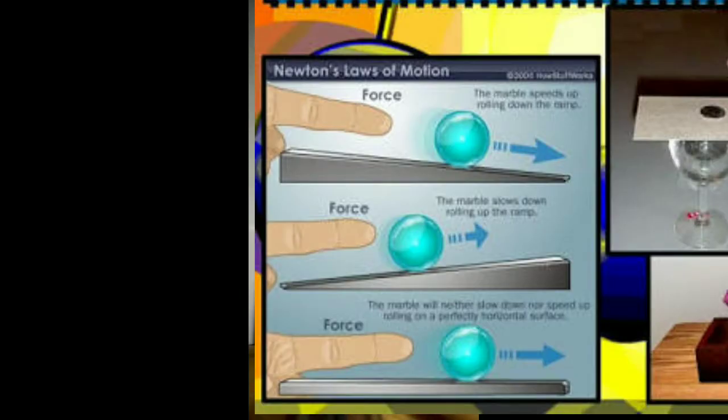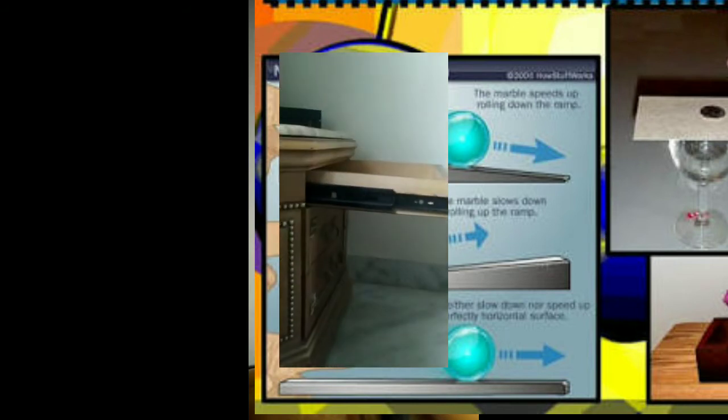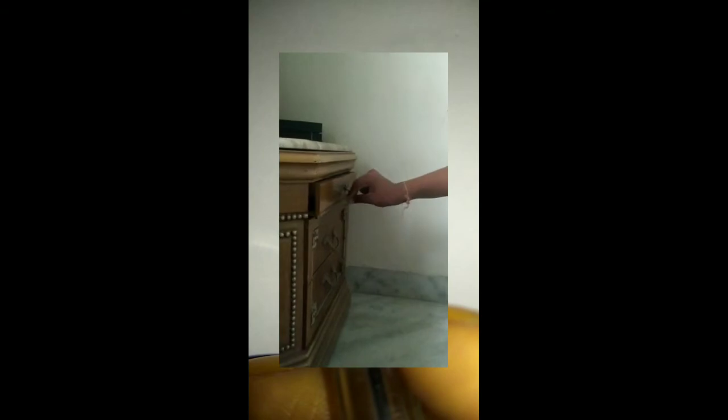Now coming to Newton's second law of motion. Newton's second law of motion states that the rate of change of momentum of a body is directly proportional to the applied force and acts in the direction of force. Now, what is rate of change of momentum?